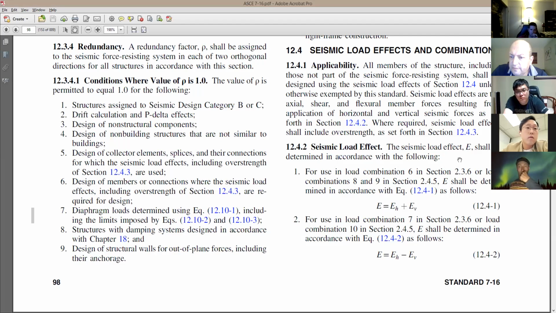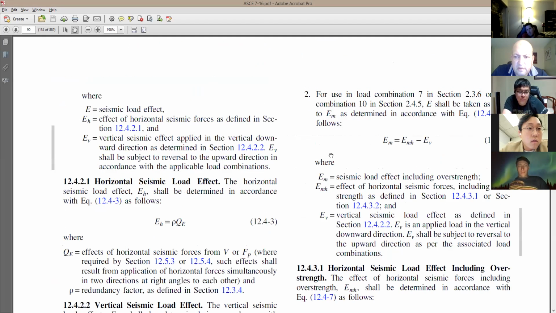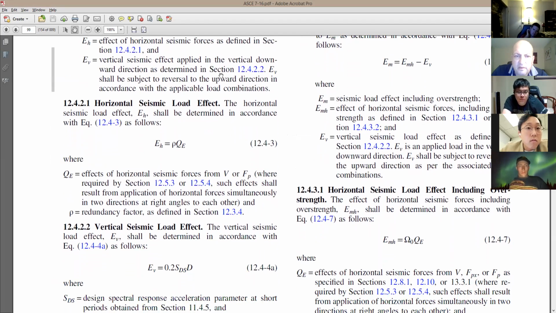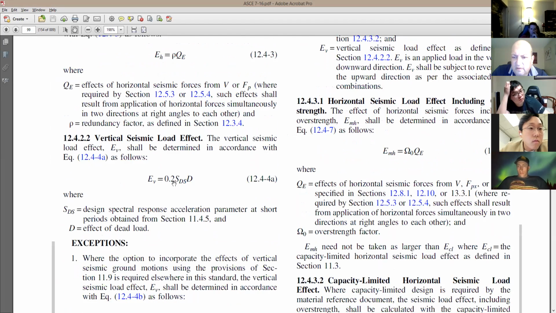Here's a code equation. I'm sure that you have seen this before, right? You see this E is equal to EH plus EV. So EV is going to be the vertical component. So when it just says E, like in the code, it should be the effect of EH plus EV. EH is going to be the horizontal force, and EV is going to be the vertical force. You see here this equation for EV. Here's EV. You see it here? 20% of SDS times the dead weight.